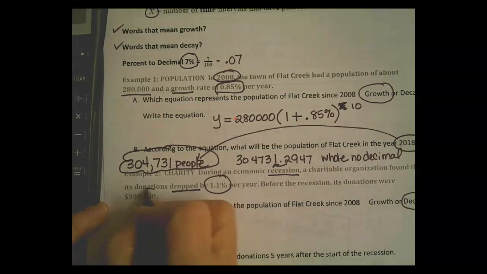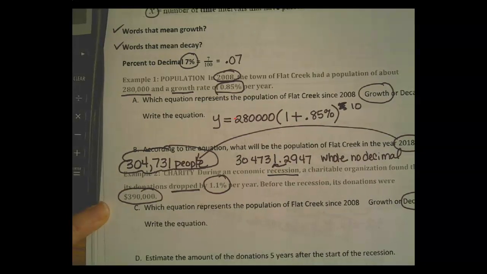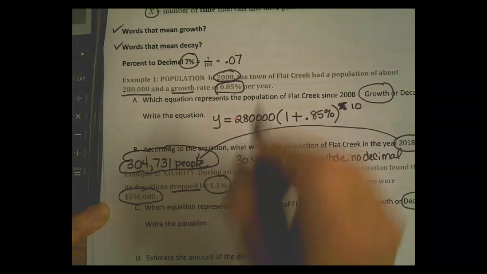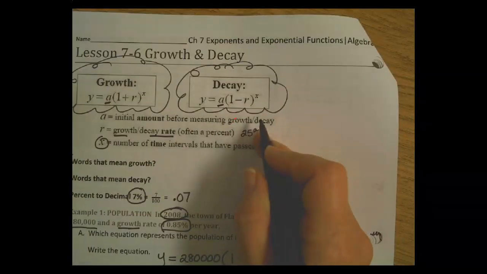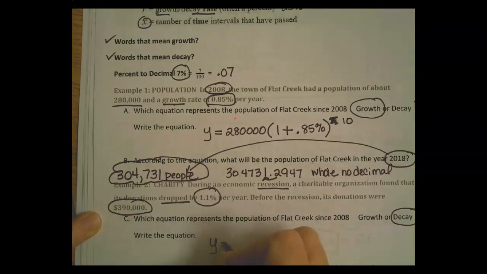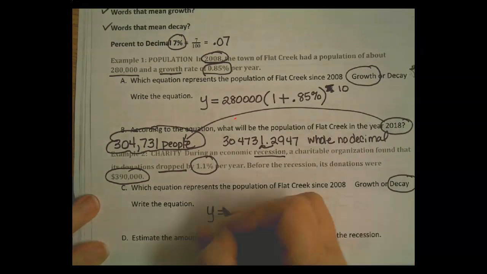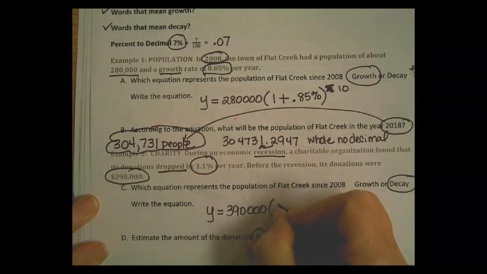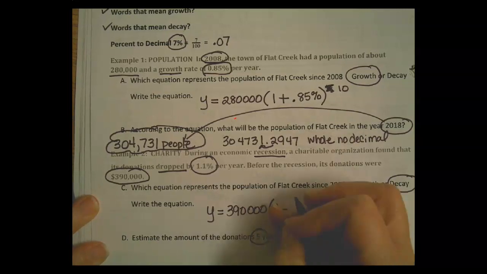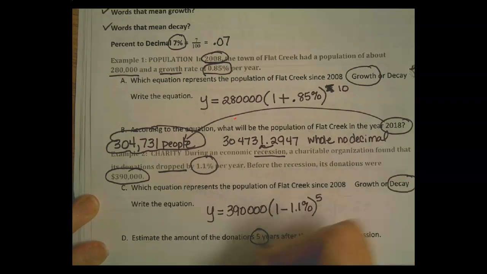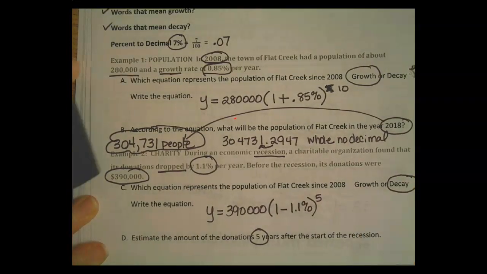Its donations were this. So let's write our equation, and I'm going to go ahead and jump down here because it's already saying after 5 years. So this time we're going to use the decay equation, which is a little bit different. So it says y is equal to my initial amount, which is $390,000, times 1 minus my percent, which is 1.1%, and we know it's going to be after 5 years because that's what this says. So let's punch that into our calculator.